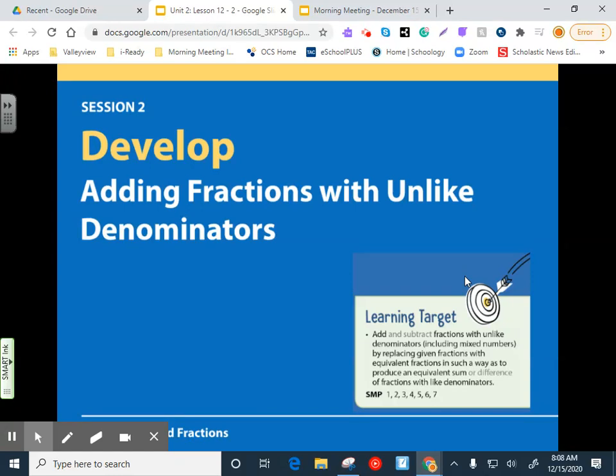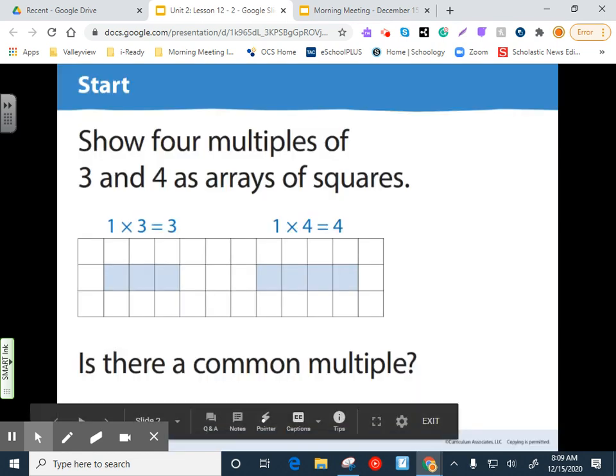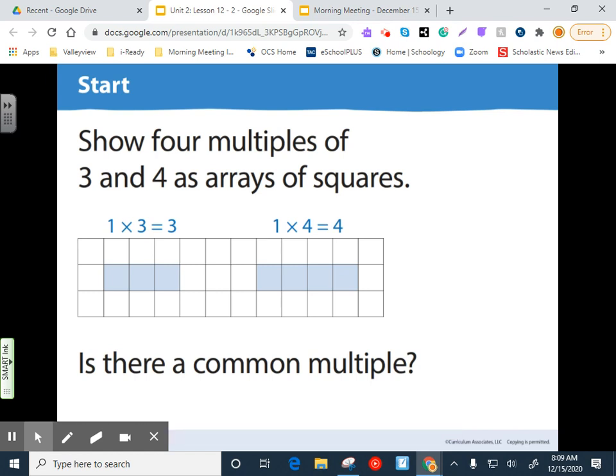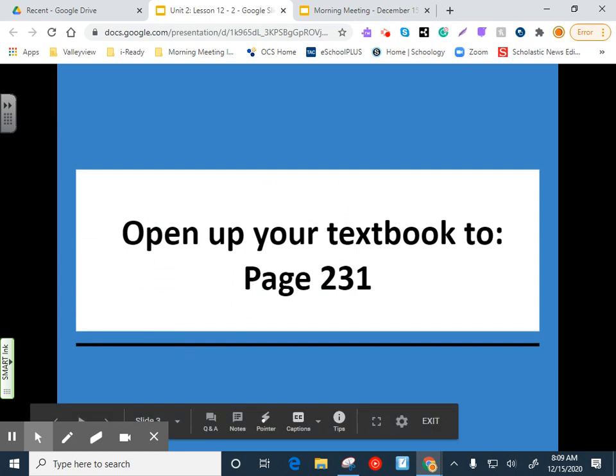All right, so we're moving on to session 2 for our lesson 12. We're still adding fractions, but we're going to focus on having two denominators, or those bottom numbers that are not the same. So let's get into it. The warm-up I'm not going to do for this one. I feel it introduces a technique that we won't really use all that much. So we'll skip right to page 231. And you should see a kayak right at the top of the page.